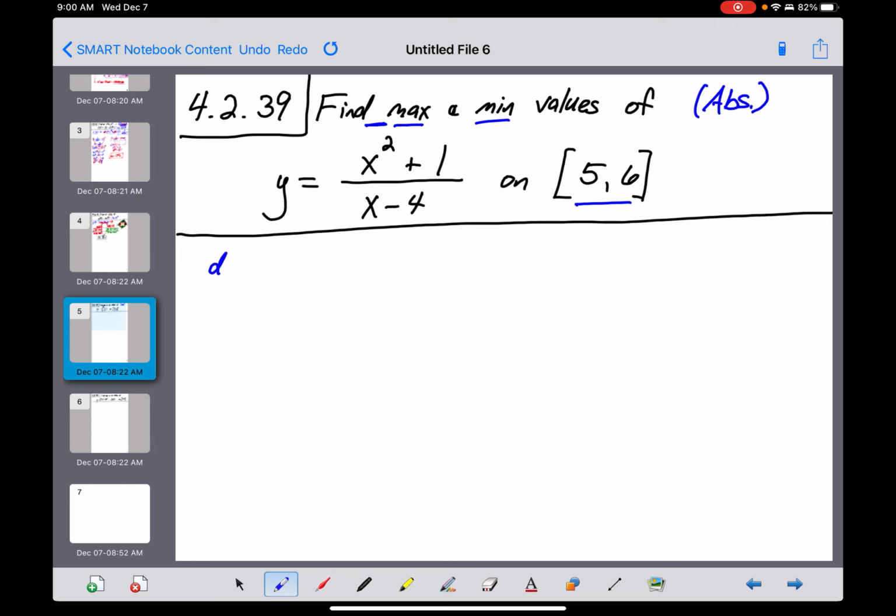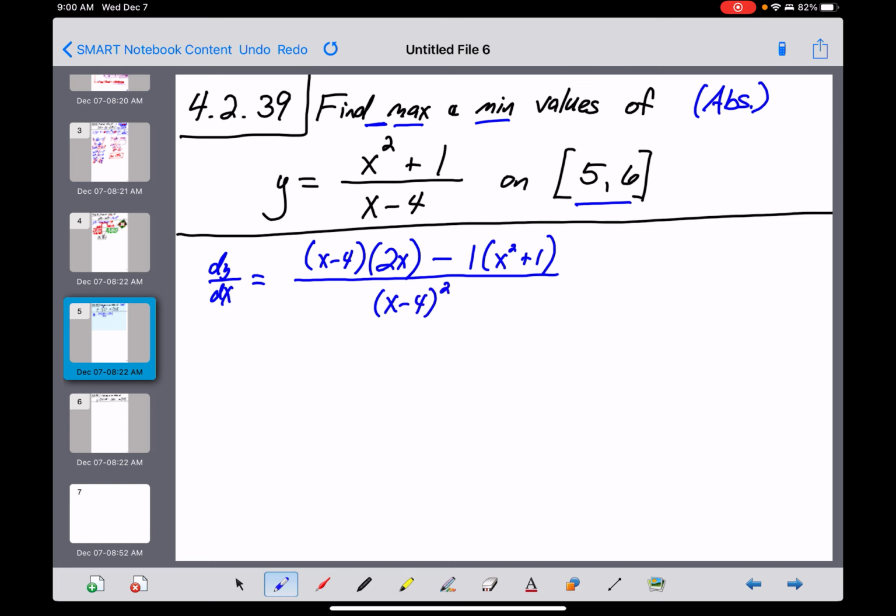Critical points come from your derivative, dy dx, so we're going to have to get working on that. Looks like we're going to need the quotient rule here. The bottom is the denominator, x minus 4, multiplied by the derivative of the top, which is just going to be a 2x. Probably didn't need that in parentheses, but that's okay. That's bottom times derivative of the top, minus the numerator, x squared plus 1, times the derivative of the denominator, which is just 1, all over the denominator, x minus 4 squared.